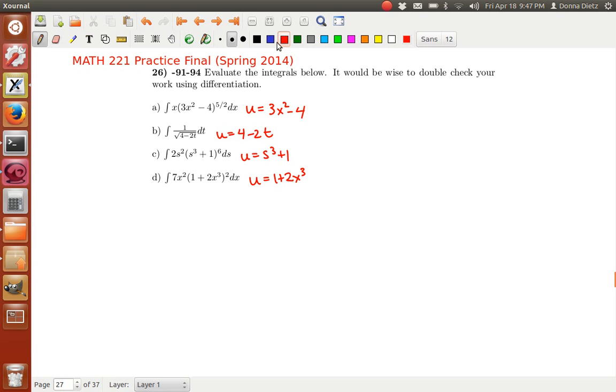How do I know that? Okay, so here's what's happening. I see 3x squared minus 4. If I took the derivative of that, I get 6x. Well, I see an x over here, so that's going to work. We're only off by a constant, so I'll work that out.